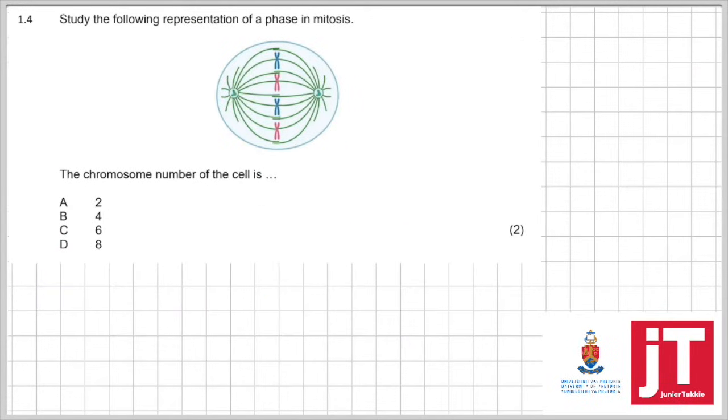Here we can see an image that is a representation of a phase in mitosis. Now if we have a look here, can we identify what phase this is? You guessed it, it is metaphase, because the chromosomes are arranged in the middle along the equator of this cell. Now let's look at what question is actually being asked of us here. Study the following representation of a phase in mitosis, and now we have to identify the number of chromosomes in the cell. And for those of us that have never done this before, here's a quick hint.